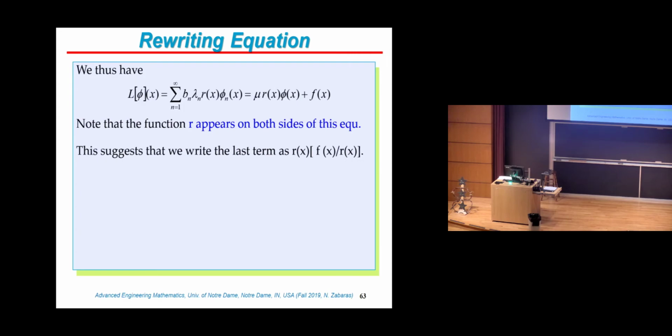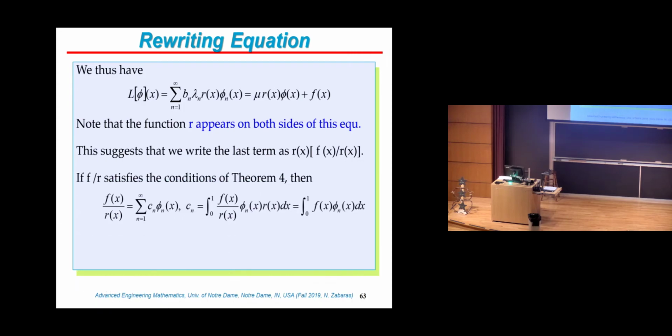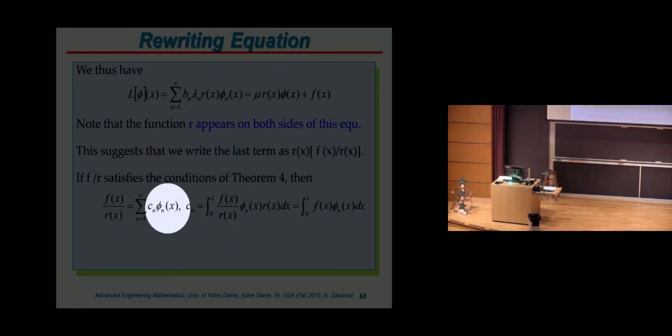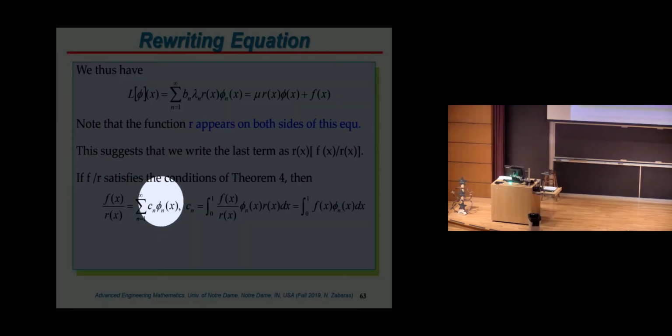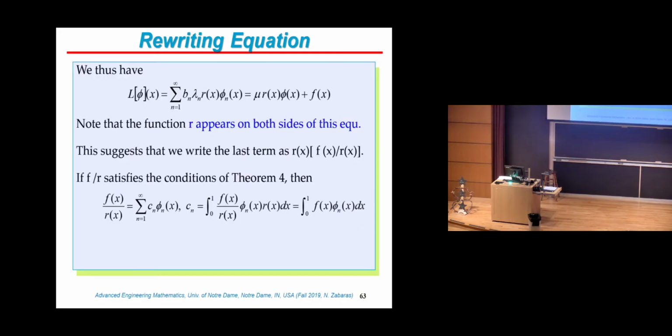Well, I am going to expand it in terms of the eigenfunctions phi n. All right? Why not? I can expand anything. So f over r will be Cn times phi n. And can I compute Cn? Of course, because it's the projection of this function f over r onto phi n. So it's f over r times phi n times r dx. R and r cancel, and it comes out that this coefficient Cn is the integral of f of x phi n of x dx.